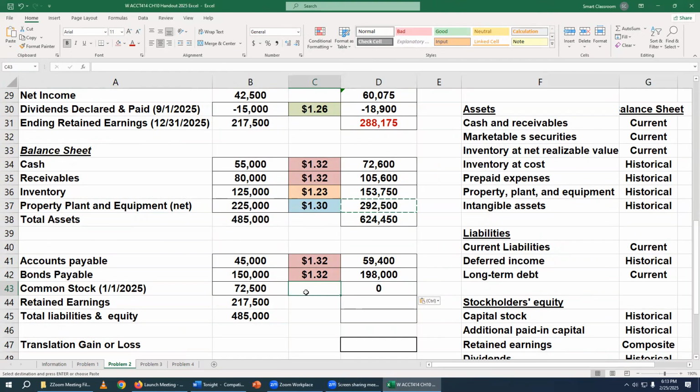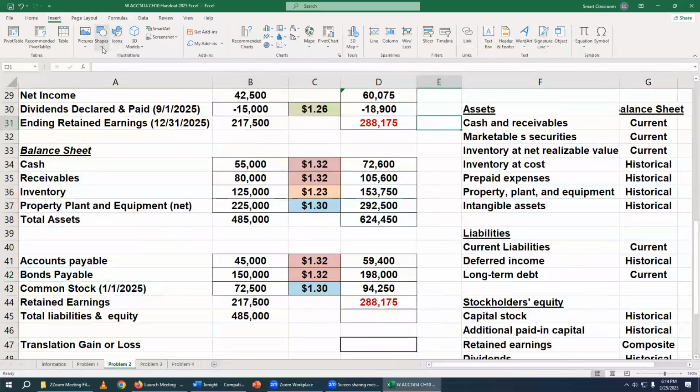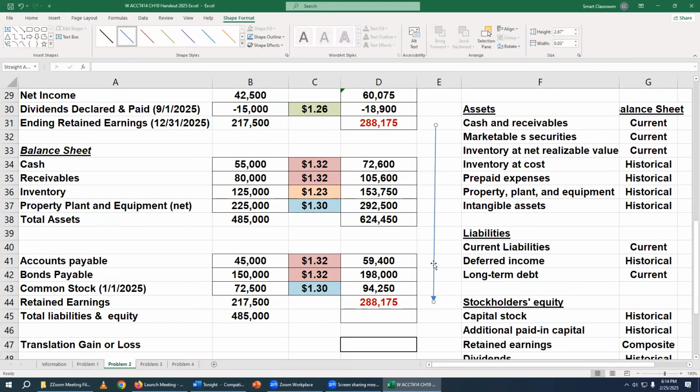Common stock goes on at the same beginning historic rate as we had before. Retained earnings is going to be the same number as this composite. So you guys are waiting for that all confusing arrow. It starts out as invisible light blue.